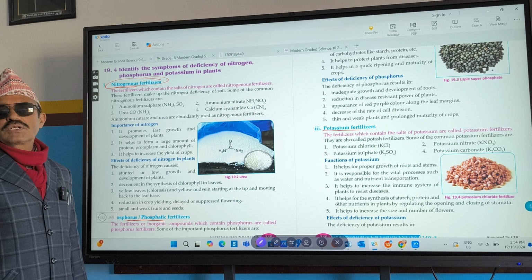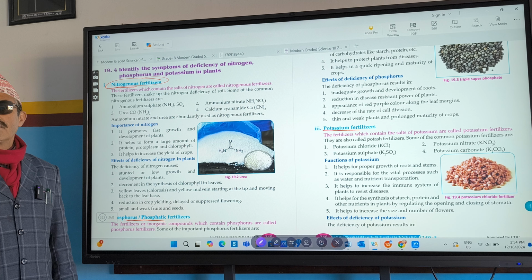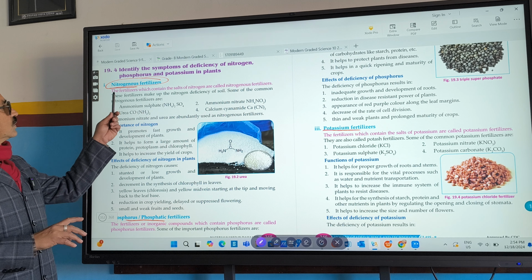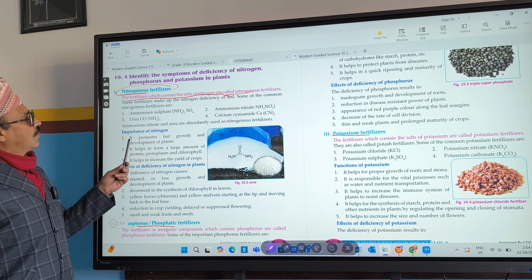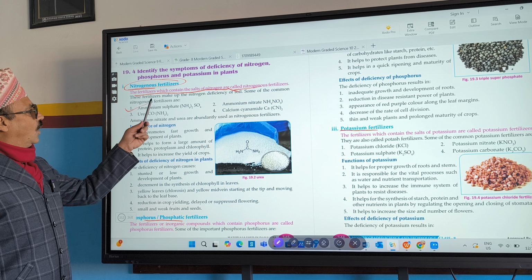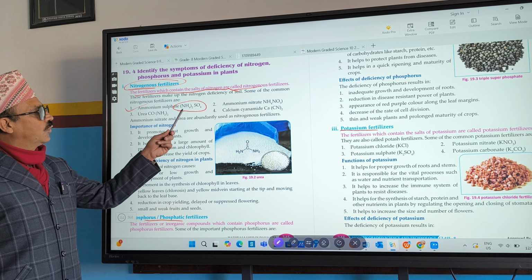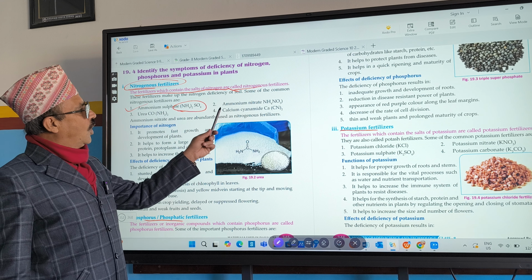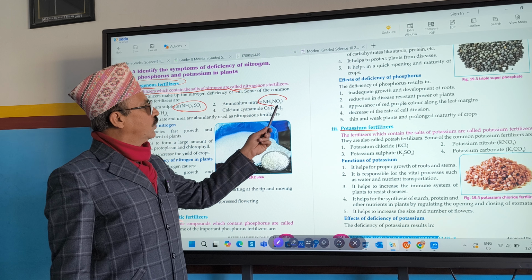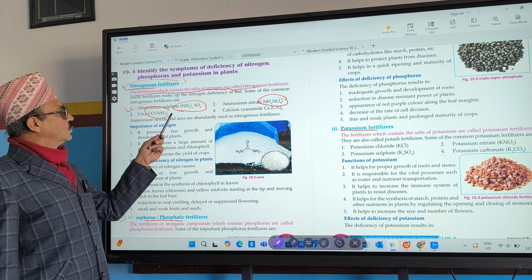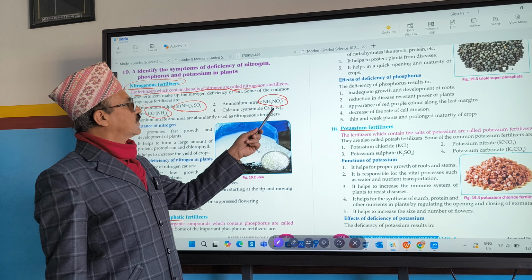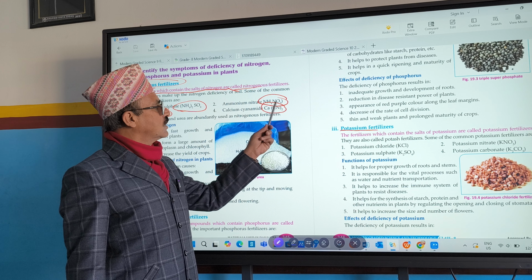How do we define nitrogenous fertilizer? The fertilizers, please underline it, which contain the salts of nitrogen. Salts of nitrogen, not free nitrogen, salts of nitrogen. Some of the examples are ammonium sulfate, (NH4)2SO4, ammonium nitrate, NH4NO3, urea, CO(NH2)2, calcium cyanamide, CaCN2.